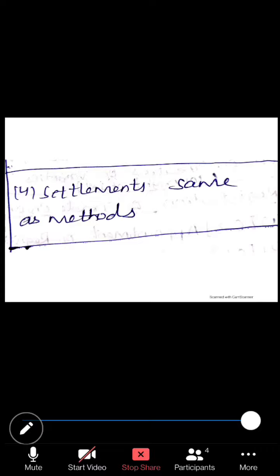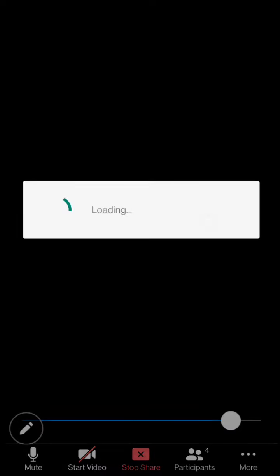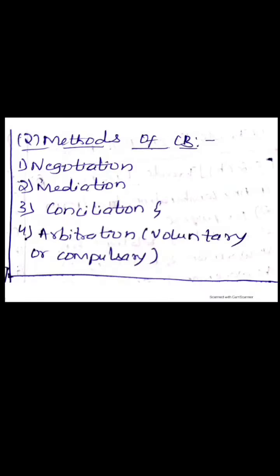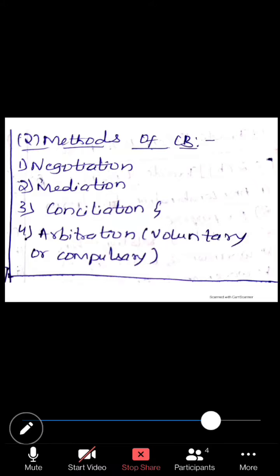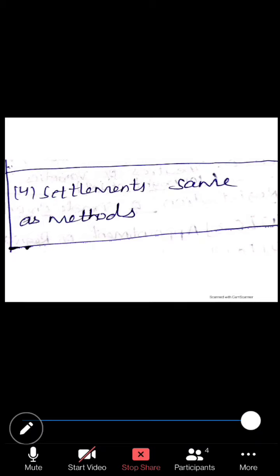So how is the settlement done? It is the same as the methods. While writing the settlement, you just have to mention the methods and explain each again in a single point. That concludes the chapter.